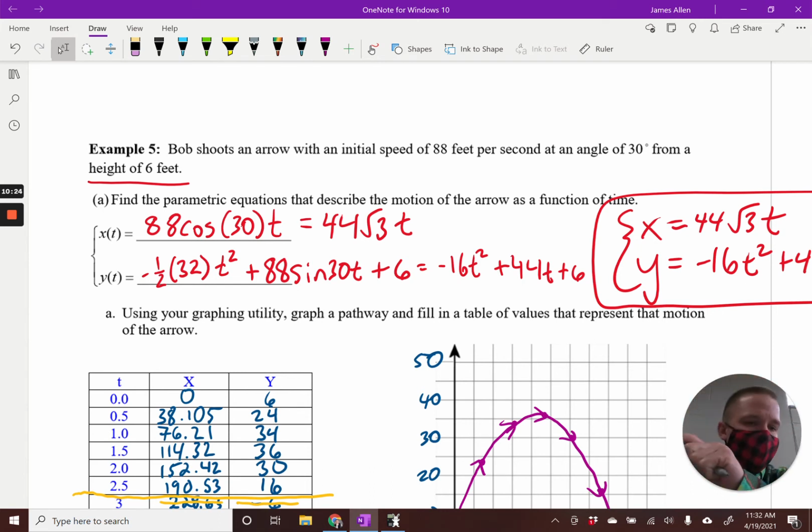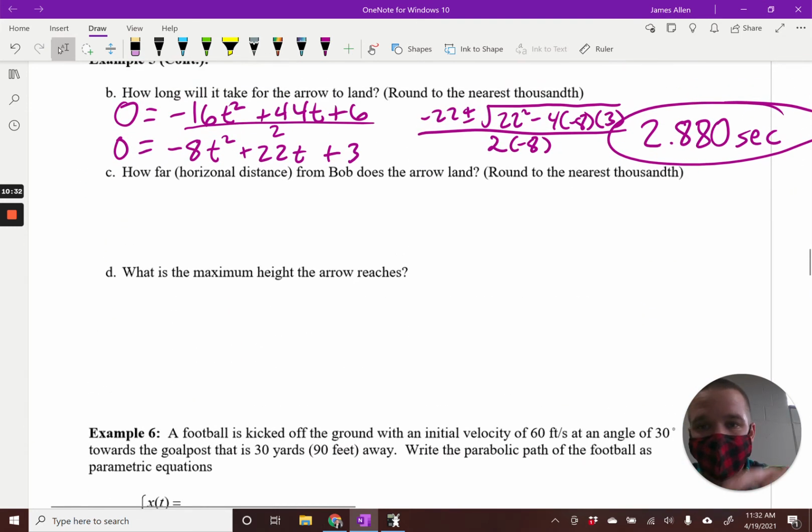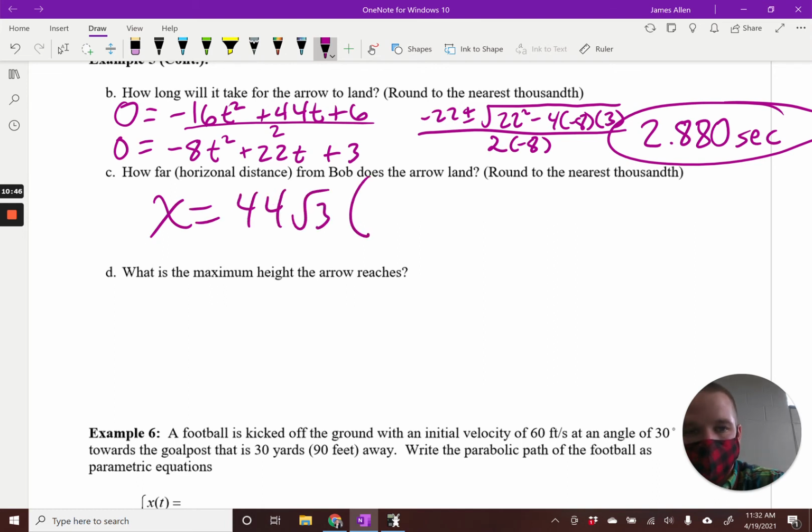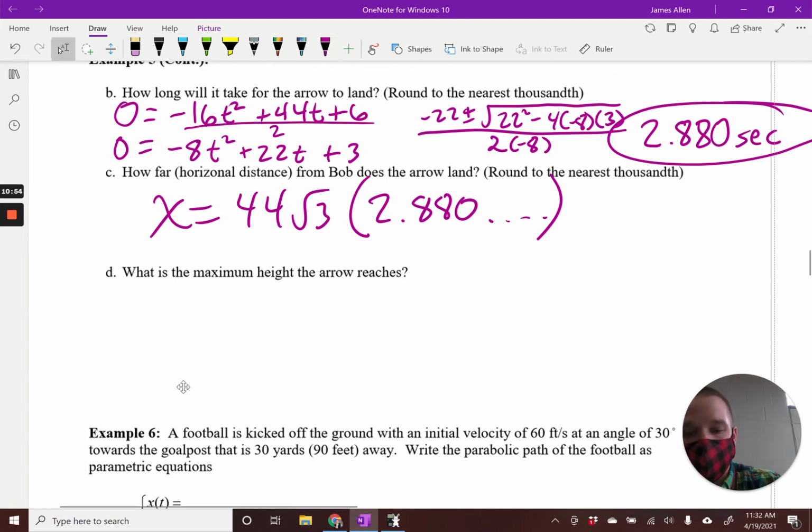All right. So I can take my horizontal displacement function here, the x right there, that is 44 root 3 t. And then since my question was, how far horizontal distance from Bob does the arrow land? I know how long it's going to take to land, that 2.880 seconds. I can just go ahead and plug that in. So I have x equals 44 root 3, and then I would plug that 2.880 unrounded, right? Because YOLO, you only round once for mathematical accuracy.